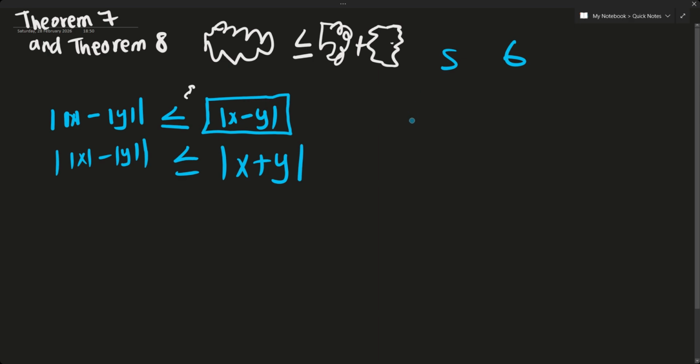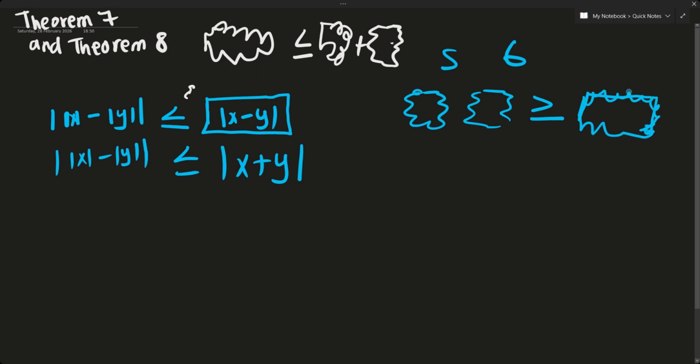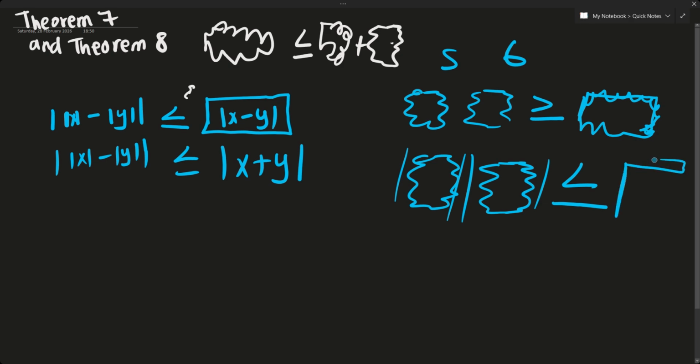So in order to memorize these: theorem 5 and theorem 6 speak about how the smaller pieces, when they're added together, are always greater than or equal to the bigger part. It doesn't matter if the bigger part is added together or subtracting each other. And in theorem 7 and 8, when the absolute values of the smaller pieces are minused together, they're always less than or equal to the bigger part, which kind of makes sense.